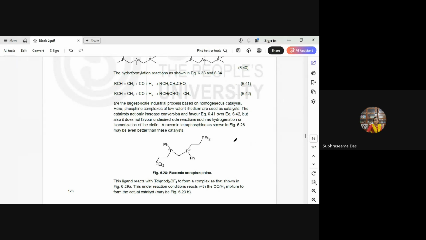Here an example of a racemic tetraphosphine has been shown in 6.28. You can see it is a tetraphosphine, and it serves better than most of the catalysts that we use today.